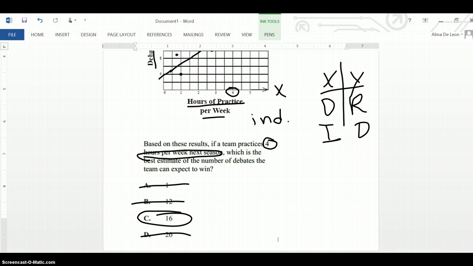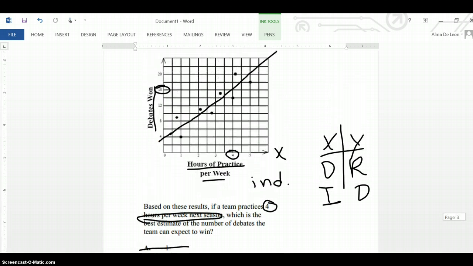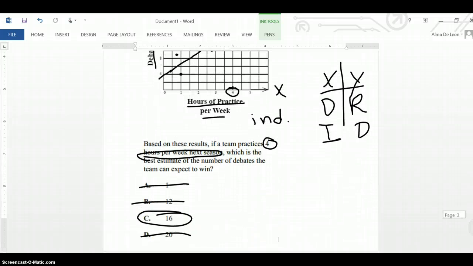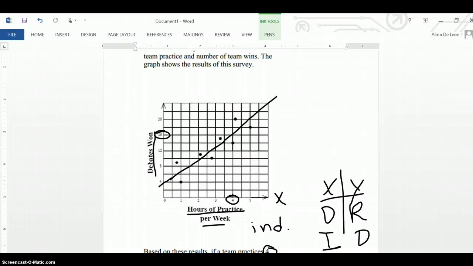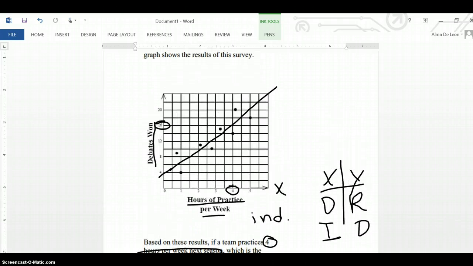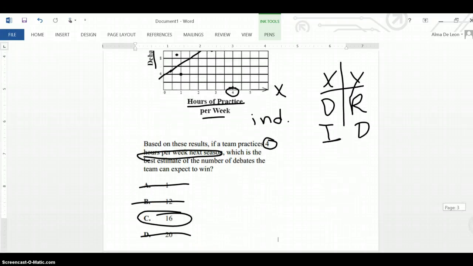And if I look at my other answer choices, 1, which is A, is down here, which is completely off. Doesn't it make any sense? It's not even close to the other points. 12, which is B, is right here. And again, that's too low. The points are all above it. C is just perfect. And then D, which is 20, is all the way up here. And that is too far off. So it makes sense to say 16. And that is all you need.